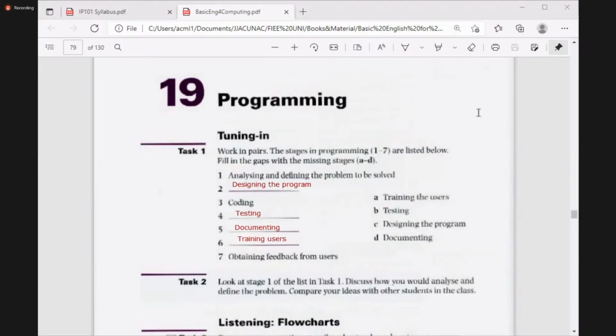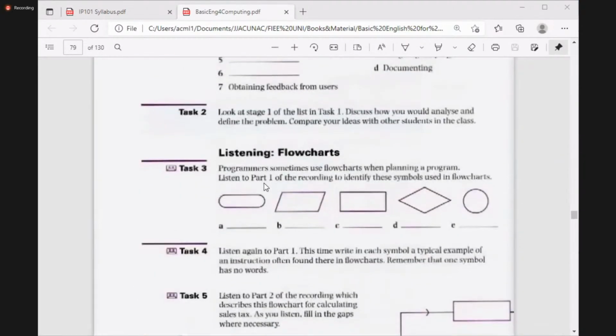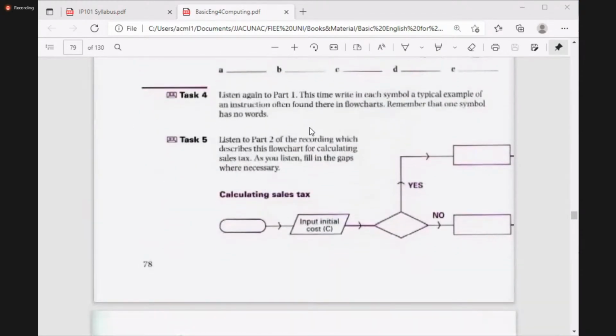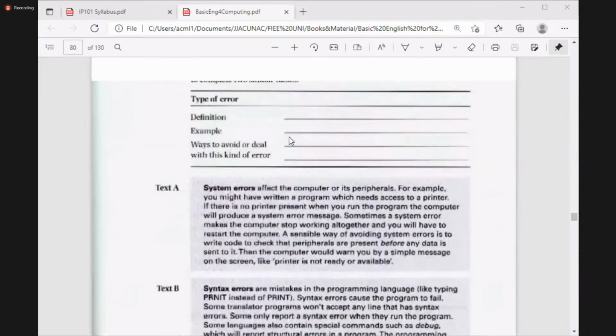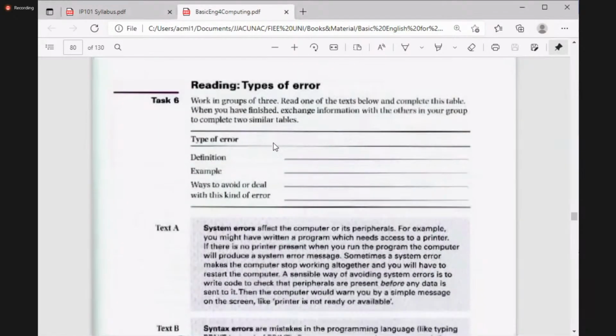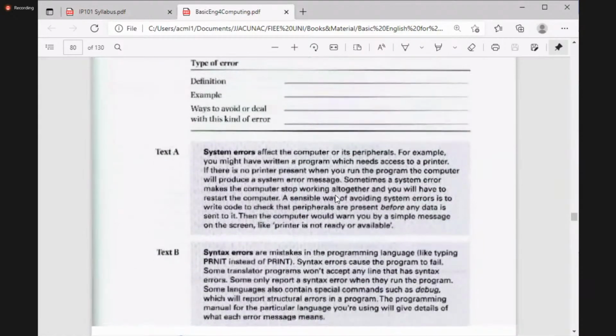Now, clear drawings. There is some listening with the flowcharts that I'm going to share on Univirtual. That listening corresponds to task number 4 and 5. Then you are going to read as a task about the types of errors, in order to write the definitions of them.